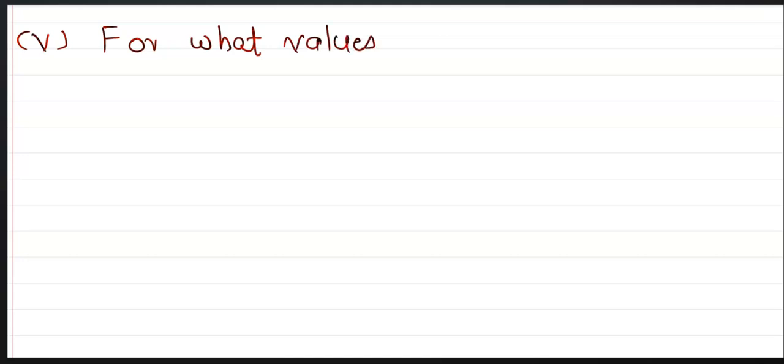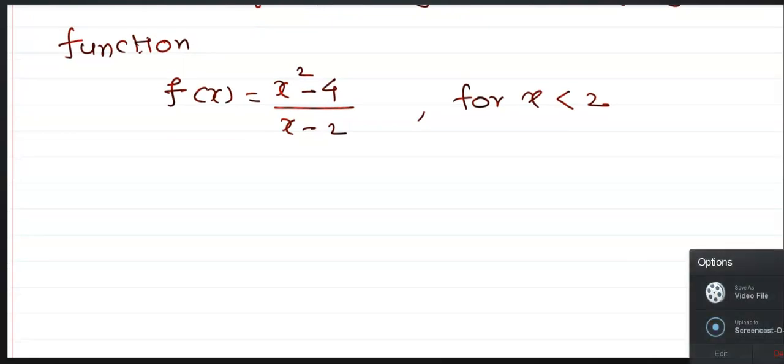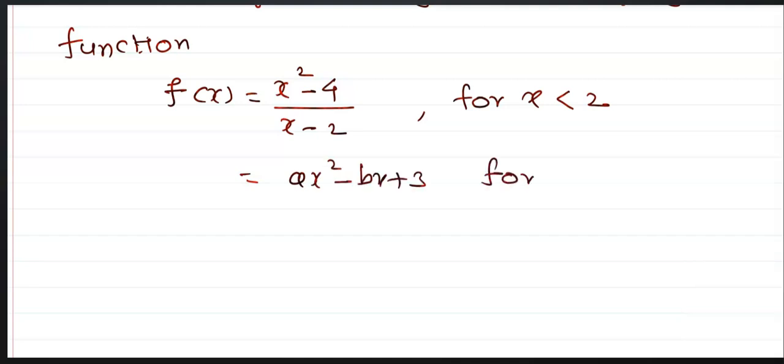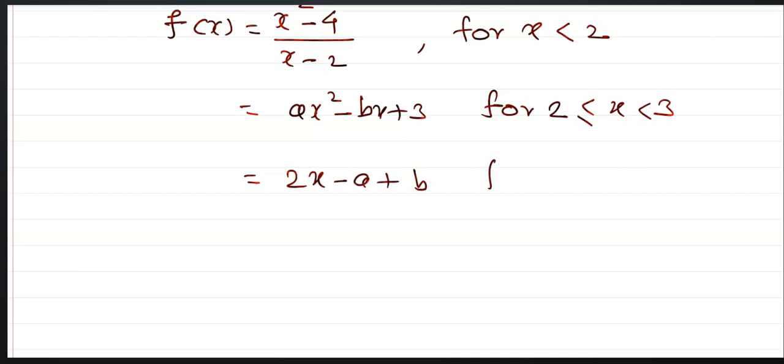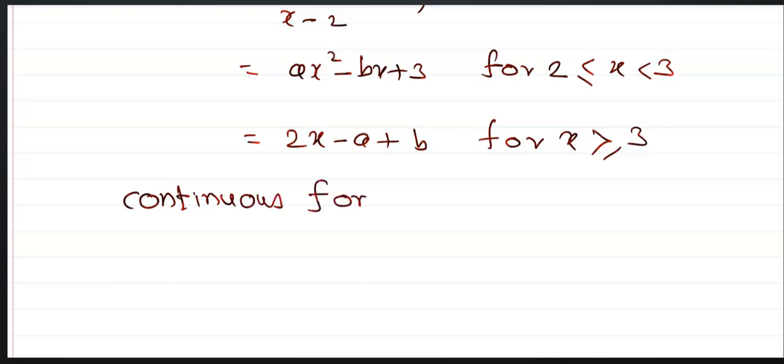Fifth one. For what values of a and b is the function f of x equal to x square minus 4 upon x minus 2 for x less than 2, equal to ax square minus bx plus 3 for x lying between 2 and 3, and 2x minus a plus b for x greater than or equal to 3. Now here the given function breaks at the points 2 and 3.